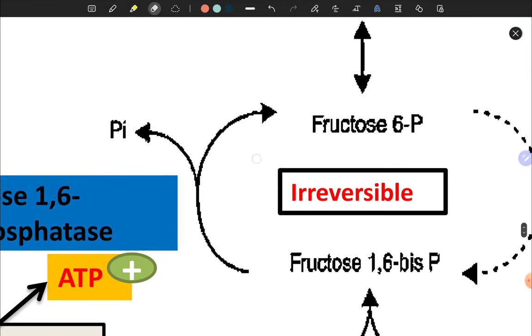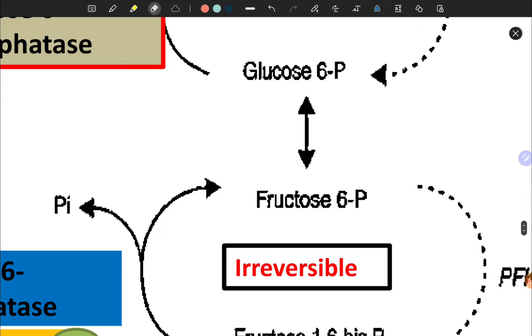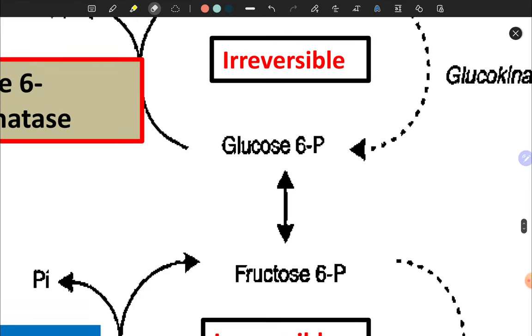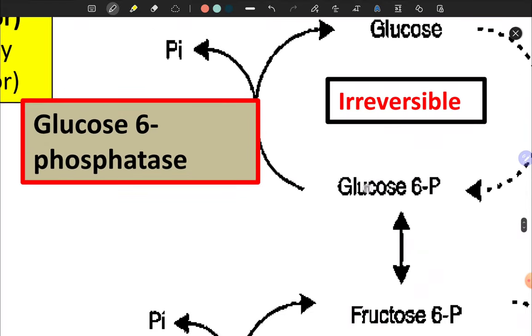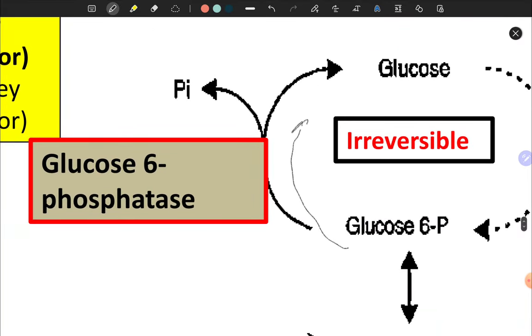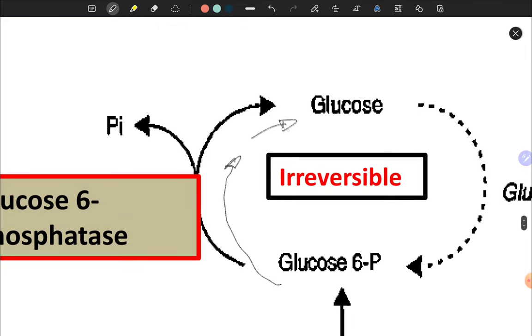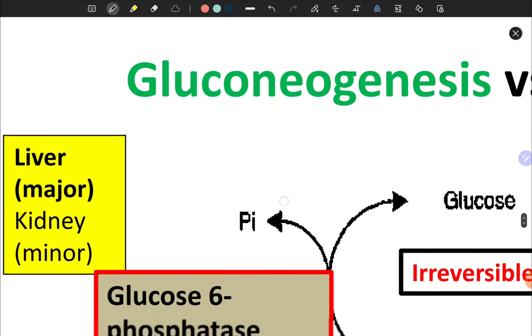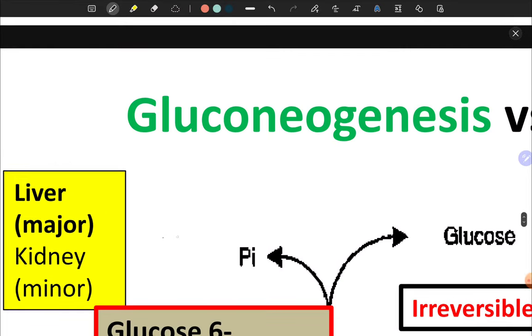Fructose 6-phosphate will continue to generate glucose 6-phosphate, and then the last step will be glucose 6-phosphatase that will pop off the last phosphate from the glucose and generate glucose to go back to the circulation to maintain your blood glucose level within the normal range. So what are you going to do with glucose now? Brain? No. Yes, very good. Red blood cells are the only cells that cannot live without glucose.